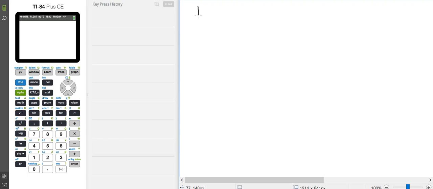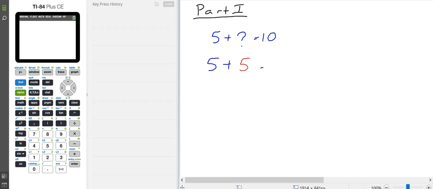This is part 1 of solving linear equations with one variable. Let's say I give you a question, 5 plus some number is equal to 10. You might be able to tell me right away that 5 plus 5 is going to be equal to 10. But you need to know how to do this mathematically in case you have a harder question.